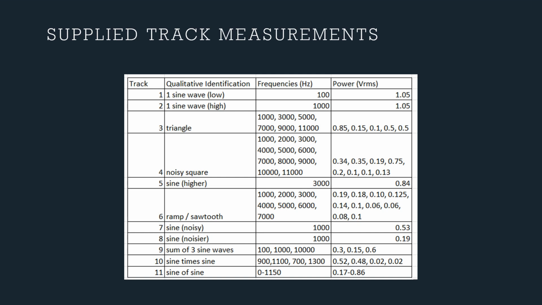as well. Track 7 and 8 were noisy sine waves, both at 1000 Hz, and we will talk more about those later. Track 9 was a sum of 3 sine waves at 100, 1000, and 10,000 Hz. Track 10 was the sine times a sine wave, where we had 2 distinct peaks at 900 and 1100 Hz. And then track 11 was a sine wave where frequencies ranged between 0 and 1150.